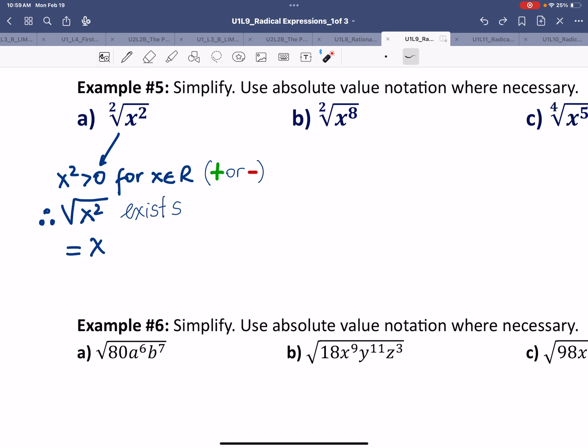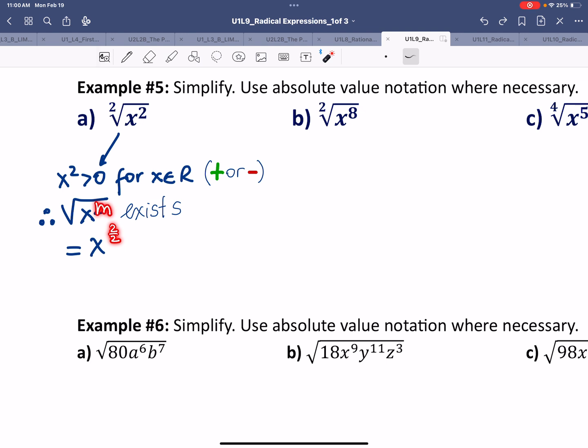Now, if you take the square root of x to the power of 2, then the answer will be equal to x. This is where we have to be careful. You can see how that is equal to x, because the index and the power will simplify, right? That would be 2 over 2.